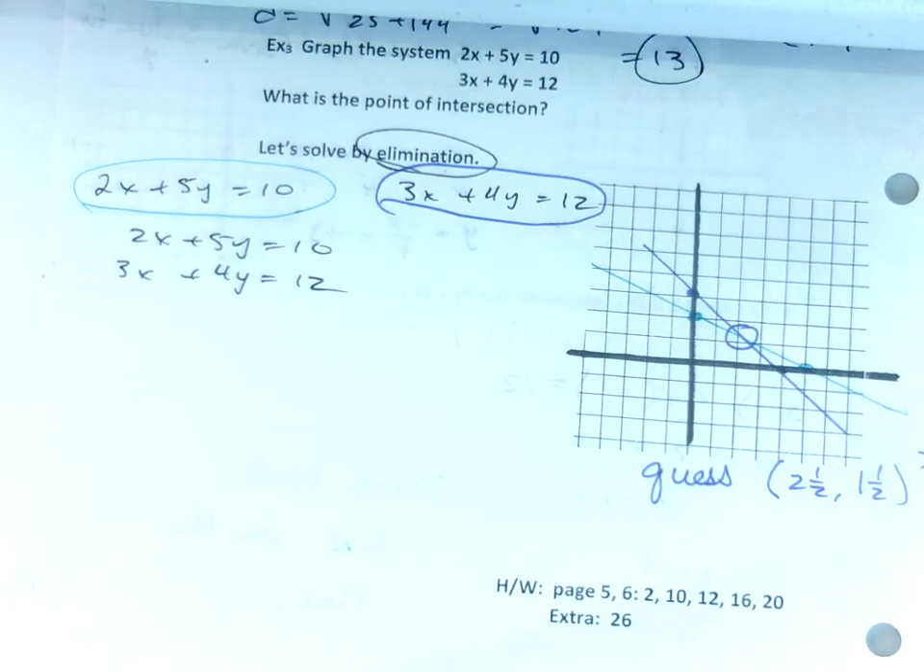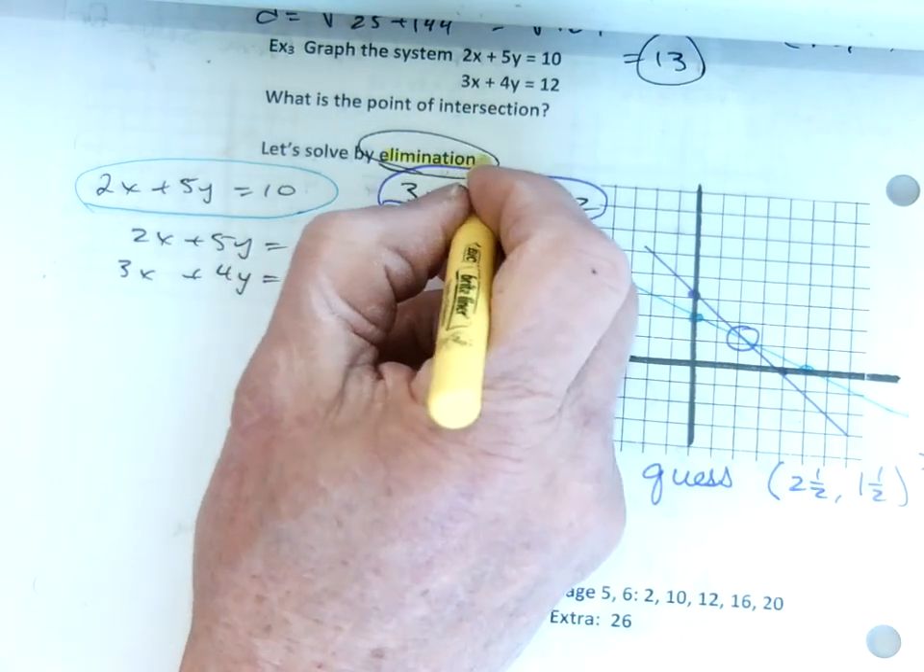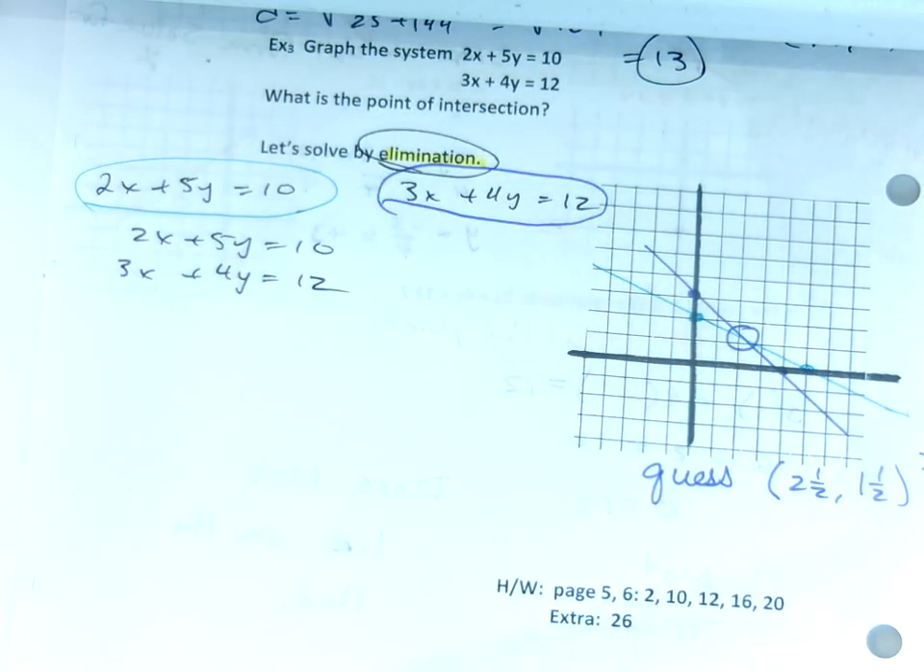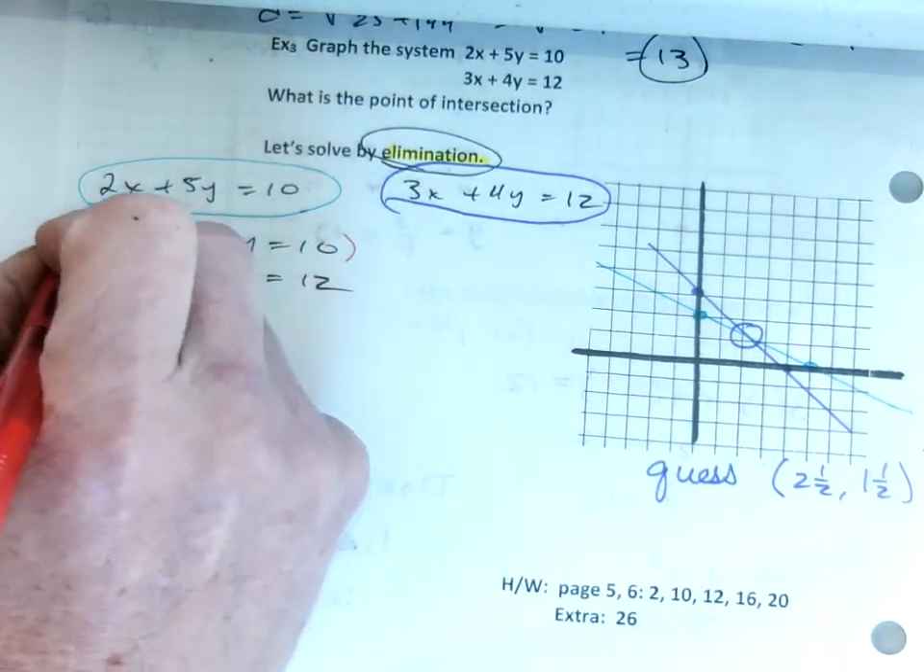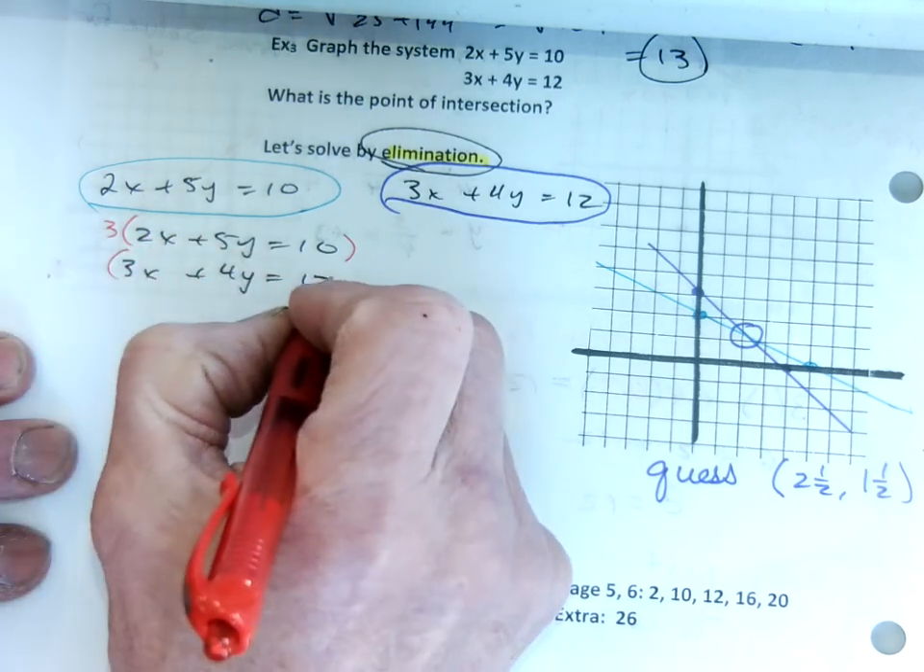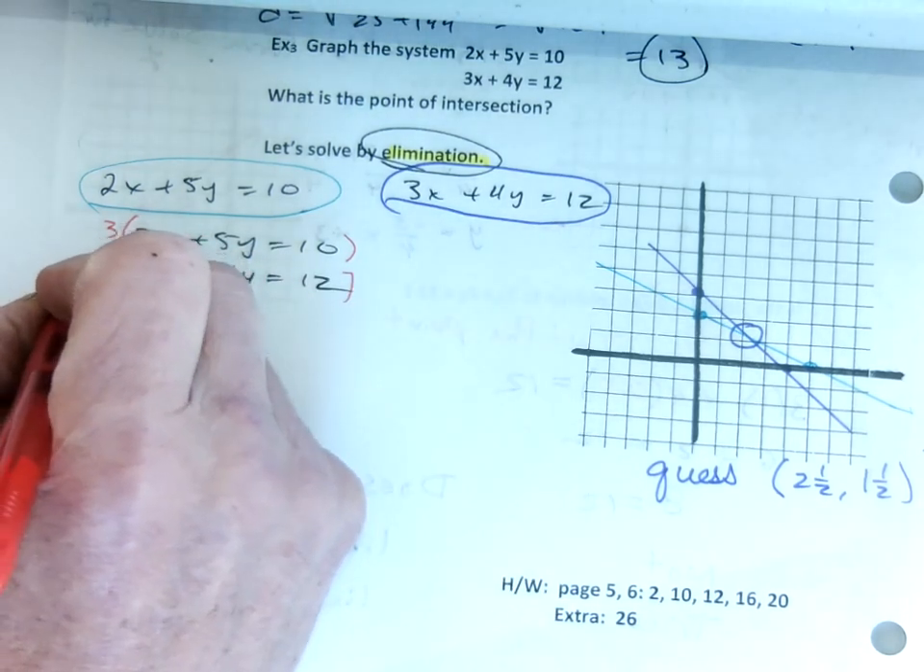Elimination means to eliminate, to get rid of. So we're either going to get rid of the x's and find y, or get rid of the y's and find x. It doesn't matter. Now, I need to make them opposite. So I'm going to multiply equation 1 by 3 and equation 2 by -2.